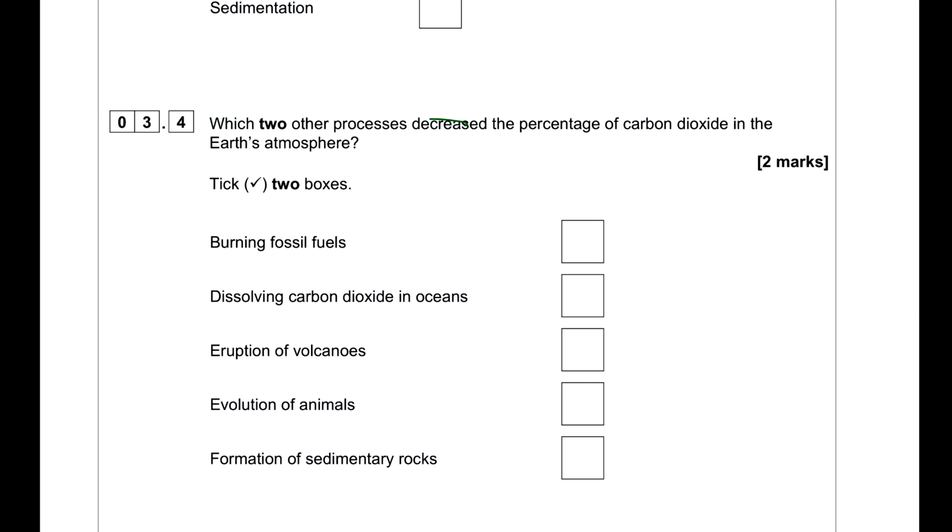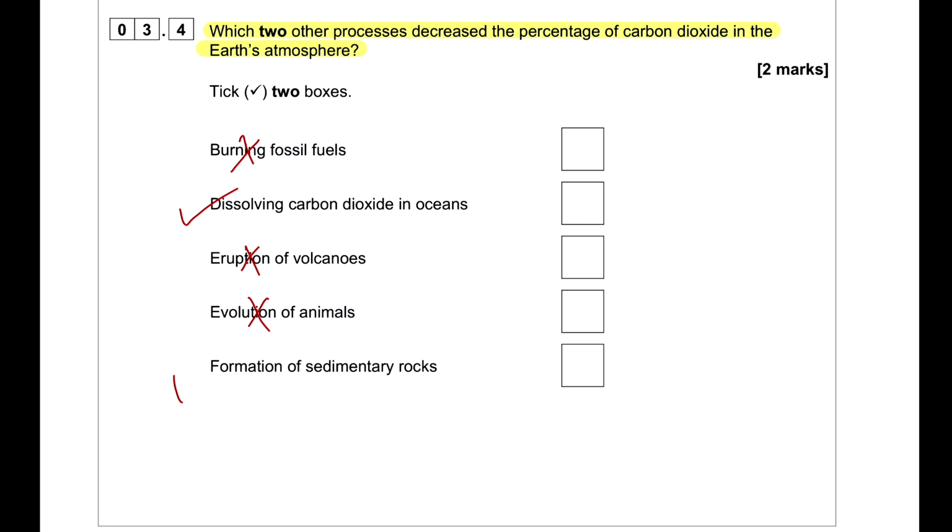Which two other processes decreased the percentage of carbon dioxide in the Earth's atmosphere? Apart from carbon dioxide absorption in photosynthesis, when carbon dioxide got dissolved in oceans, it got removed from the environment. Eruption of volcanoes and burning of fossil fuel can introduce carbon dioxide. Evolution of animals can increase carbon dioxide because they respire it. So formation of sedimentary rocks, when they form calcium carbonate and carbonate-like molecules, can trap CO2 until we extract it. This will be the correct answer.